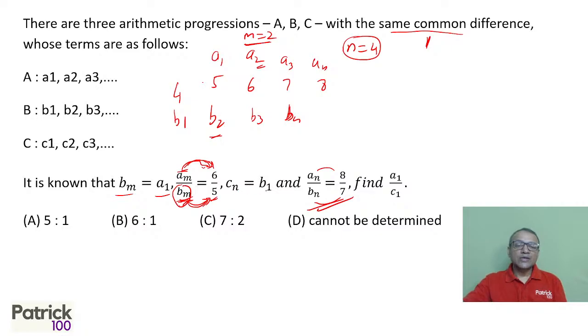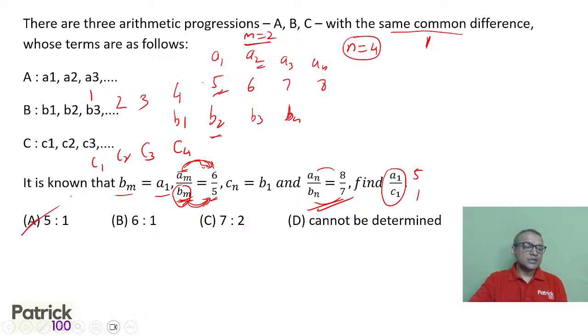And they have said C4 is B1. So C4 comes as B1 here, 4. The common difference is the same, so C3 will be 3, C2 will be 2, C1 will be 1. So the ratio of A1 to C1: A1 is 5, C1 is 1. So it becomes 5:1, which is option A. That's the answer.